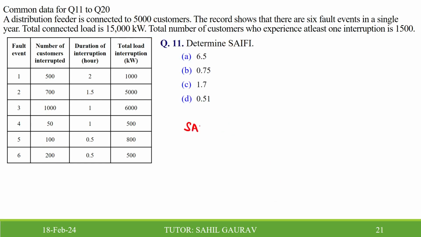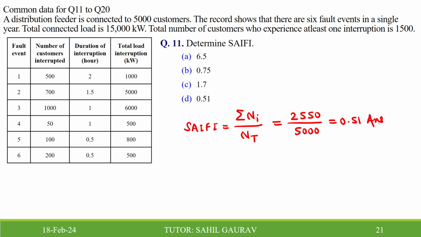So the first term is SAIFI. SAIFI is the ratio of customer interruptions to customers served. So customer interruptions is sigma NI and customers served is NT. So this is 2550 divided by 5000. This will give you 0.51. D is the correct answer. All of you just match with the options.